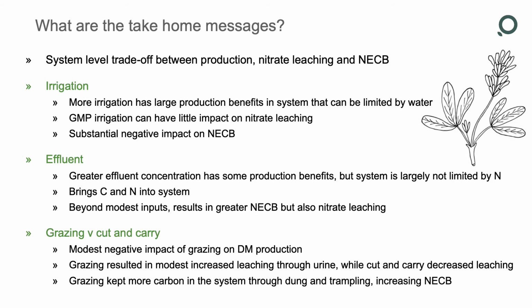So just to sum up the take-home messages, we looked at the system-level trade-offs between production, nitrate leaching, and net ecosystem carbon balance. For irrigation, more irrigation has large production benefits in the system because ultimately it's limited by water, and so therefore it's not surprising. Good management practice irrigation can have little impact on nitrate leaching.